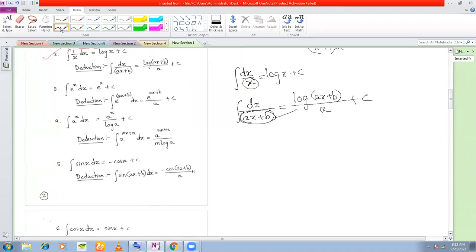The next formula here is integral e to the power of x is equal to e to the power of x. This is very easy to remember. Integral e to the power of x will remain the same, e to the power of x plus c. That constant is to be added in every case.